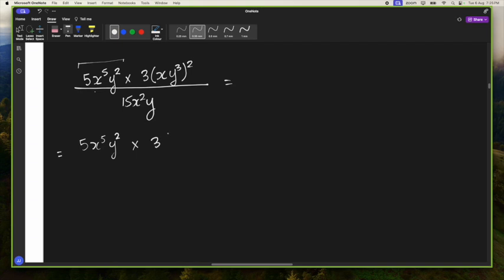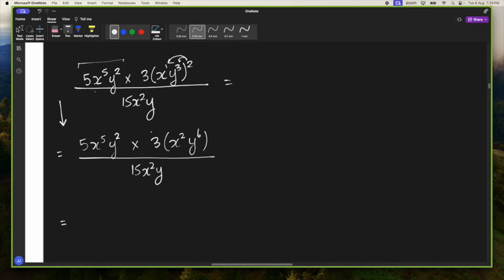Multiply by 3. And now this is the thing I'm going to change, right? This is x to the power of 1. So 2 times 1 is x squared, and 2 times 3 gives me y to the 6th, all over 15x squared y. So you can see the story that I'm telling from one line to the next is that I did not touch anything else except the brackets. The brackets is the only thing that changed there.